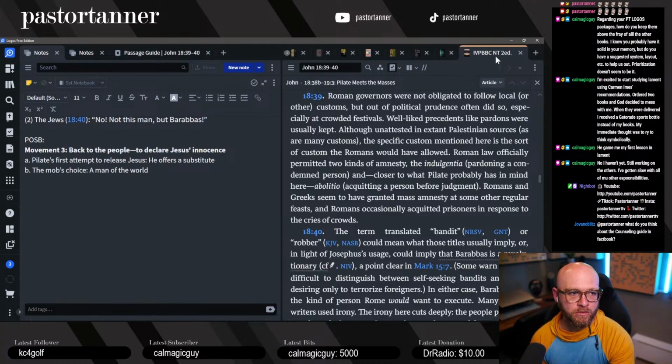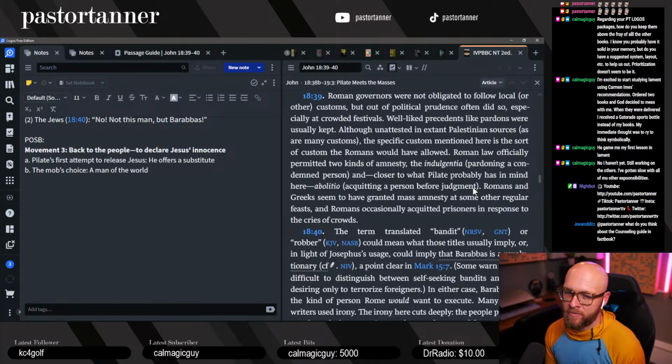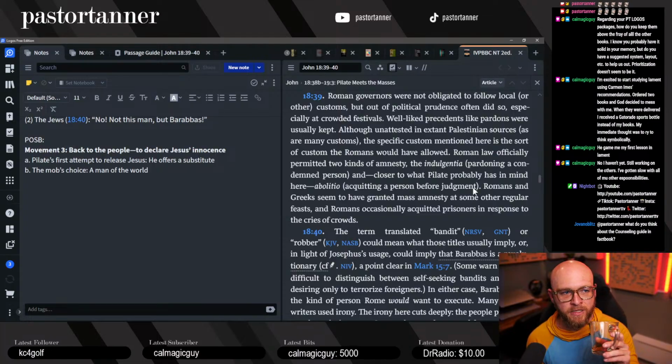This is the original IVP BBC. This is the second edition for New Testament, but this is the one like I had first been given from a buddy of mine when I was in college. All right. So the IVP Bible background commentary is a classic.